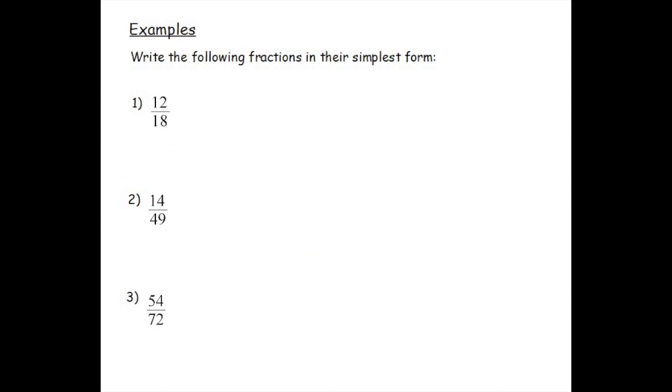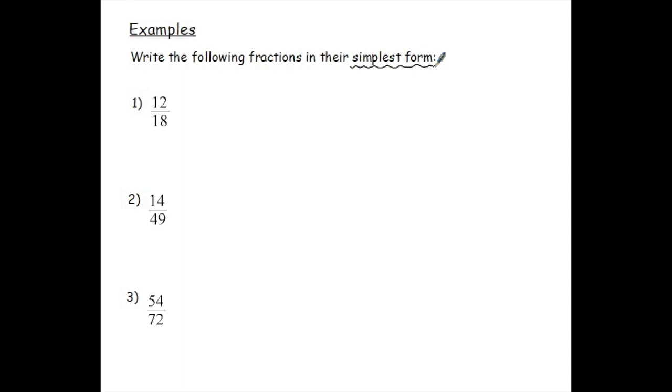So we're going to have a go at a few. So write the following fractions in their simplest form. This is another way of just saying simplify the fraction. Okay, you can almost see that word simple in simplest form. So you want to shrink it down until the numbers are smaller on the top and the bottom, but it means the same thing. So first one, 12 over 18.